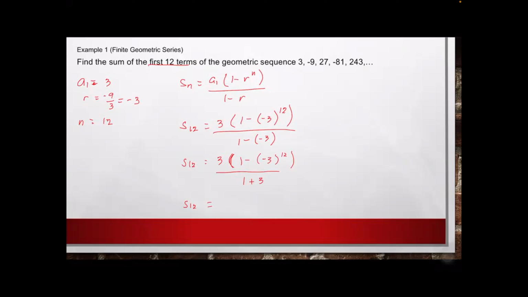For the smaller screens, when using the calculator, we will have here 3. Then, open parenthesis, 1 minus, open parenthesis, negative 3, then the symbol like that. Then 12, then close parenthesis, equals. Then, divided by 1 plus 3, which is 4. Then equals.